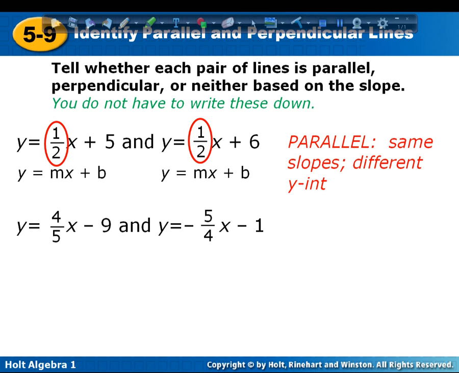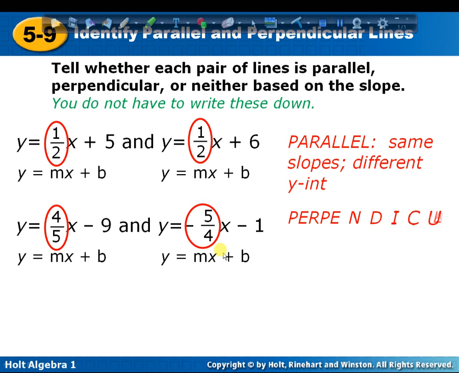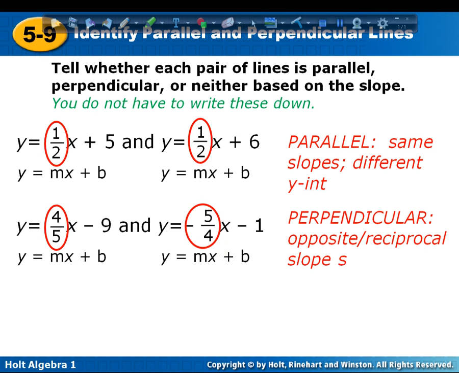Now if we look at this one, y equals 4/5x minus 9 and y equals -5/4x minus 1. Again, I'm going to look at the number in front of the x when it's in y equals mx plus b form. Looking at the number in front of the x, we're going to say, okay, these are opposites because one's positive and one's negative, and they're flipped. So they are opposite and reciprocals, so they are perpendicular. Again, perpendicular lines have opposite reciprocal slopes.